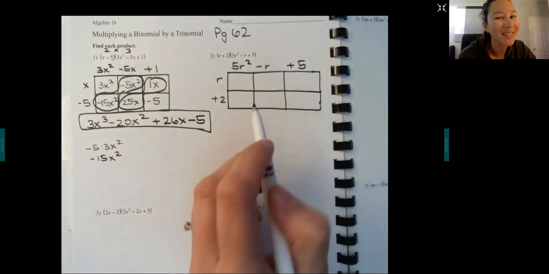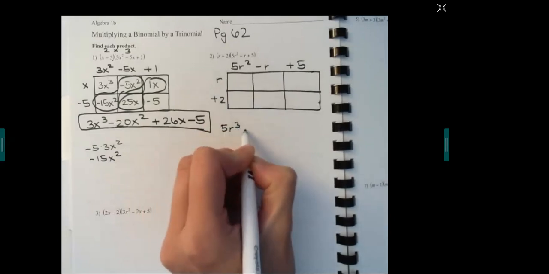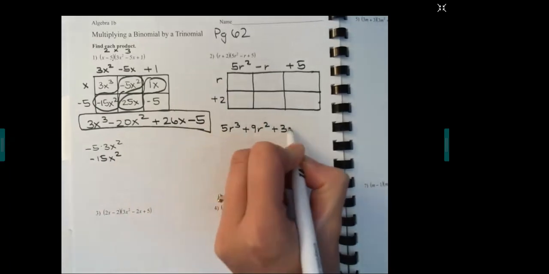Can I just tell you what my overall answer was? Did you not do the boxes? I didn't really do the boxes. I kind of got it down, so I didn't do the box. Okay. Yeah, you can tell me the answer. I think this is the right problem. It's 5r to the third power plus 9r to the second power plus 3r plus 10.